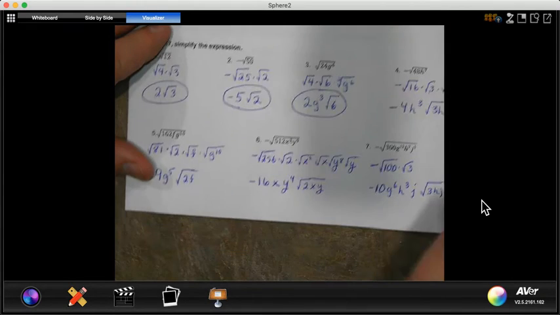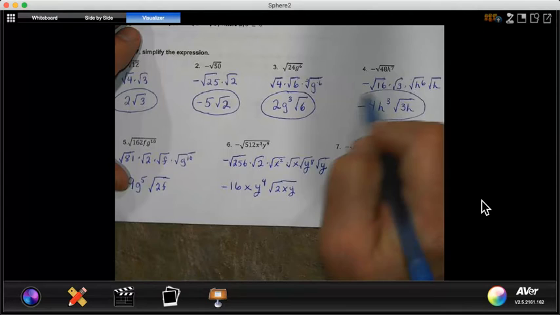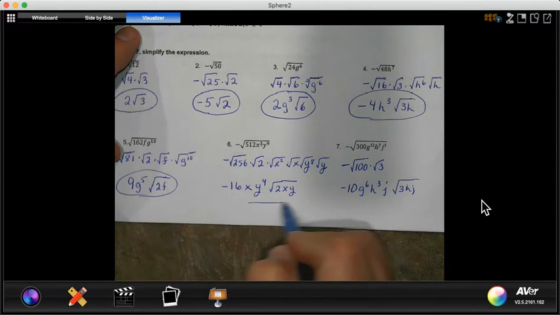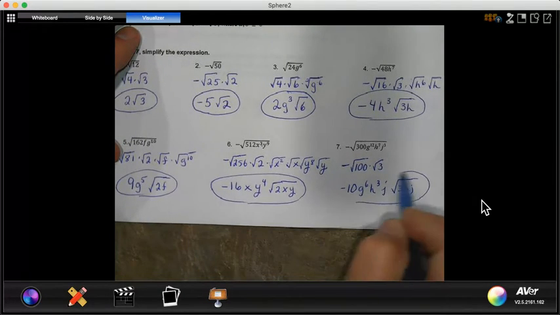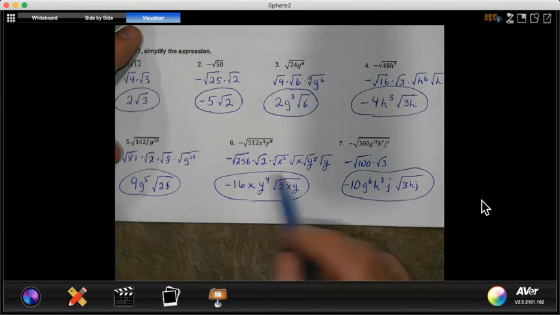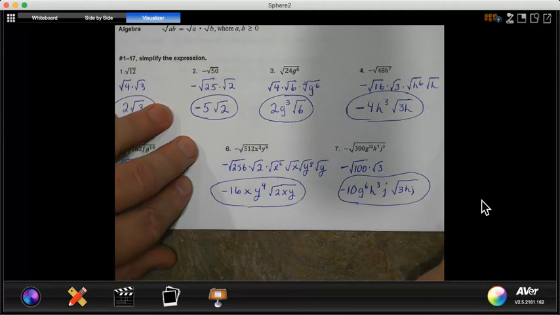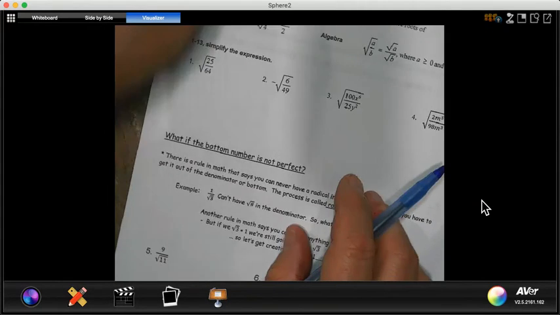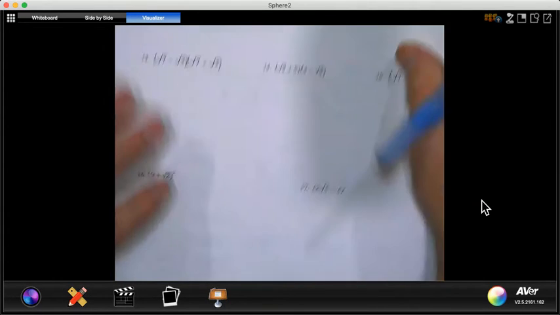I should probably circle them for you guys. Final answer, final answer, final answer. I don't know if it's more simple. I've argued that with many teachers. I'm like, we're simplifying it. To me, that looks more complicated. But whatever. Good math.